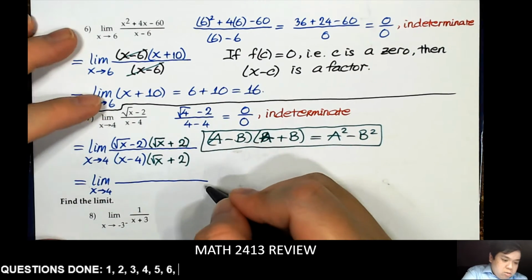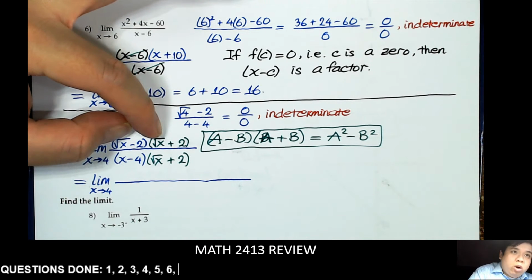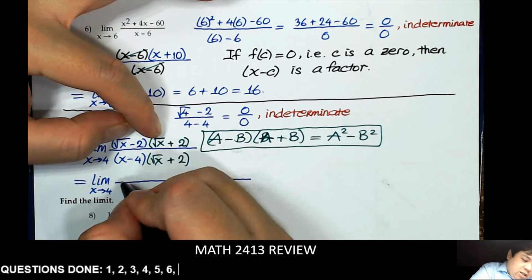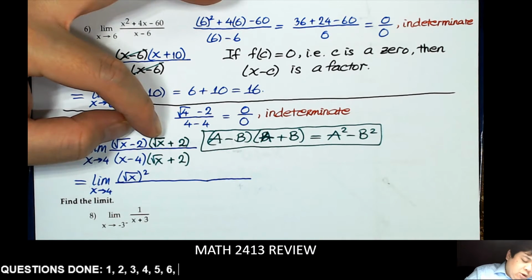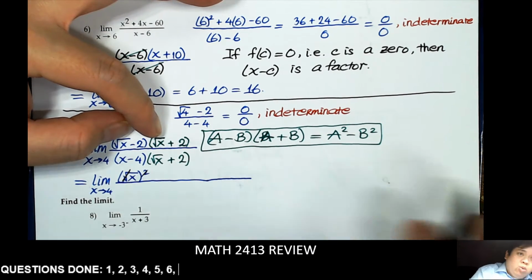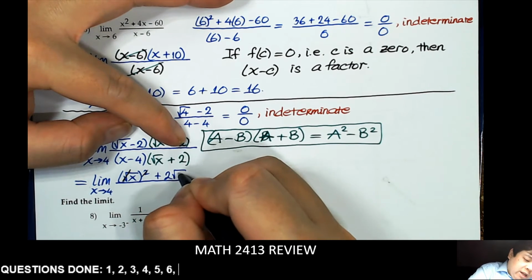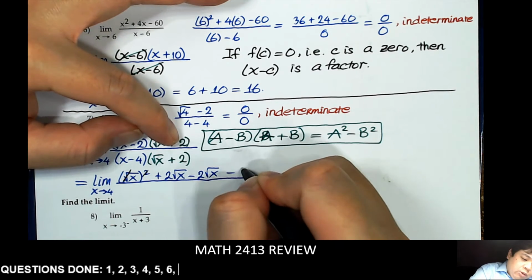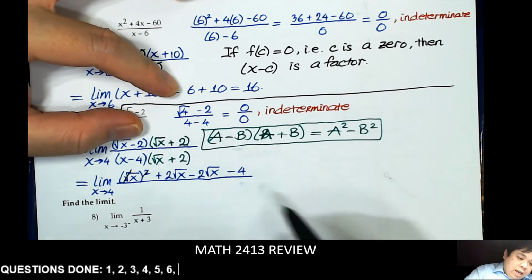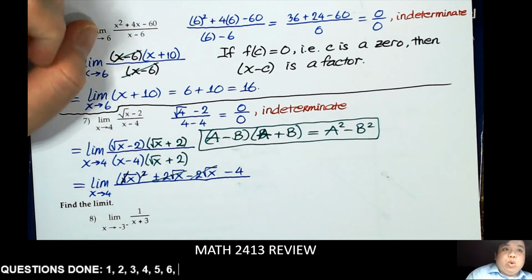So we could just multiply it out. I will multiply out the top: square root of x times square root of x is the square root of x squared, which of course cancels to x. And then 2 square root of x minus 2 square root of x, and 2 times 2 is 4. The middle terms cancel out. The bottom, x times square root of x, but we don't do that.